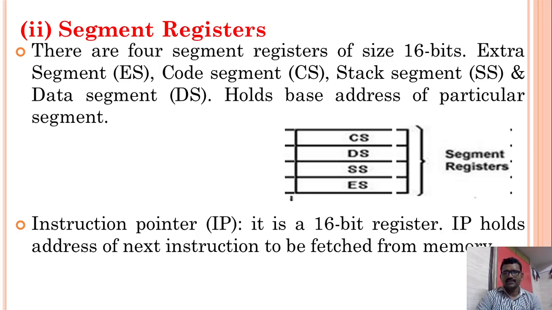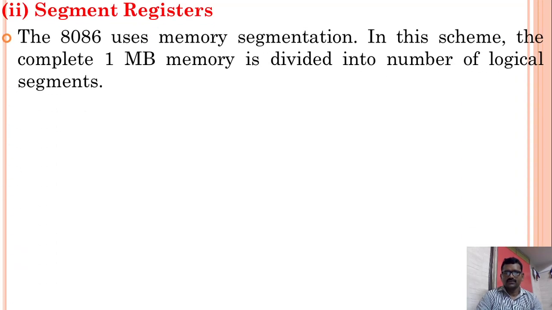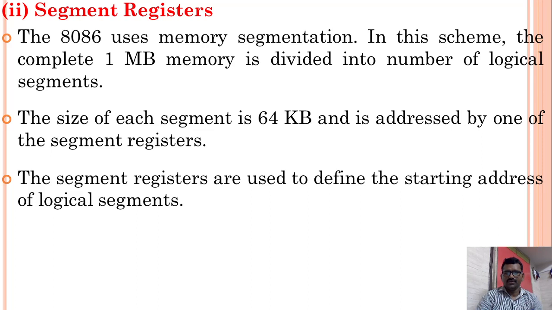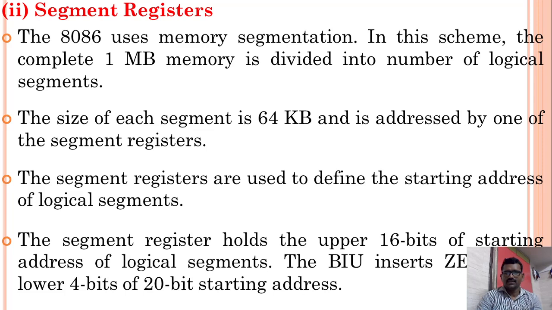And coming to the instruction pointer, it is a 16-bit register and it holds the address of the next instruction to be fetched from memory. It is nothing but a program counter. Next, coming to segment registers. In 8086, memory segmentation is used, where 1 MB is divided into logical segments, each segment of size 64 KB. Here the segment registers are used to define the starting address of logical segments.